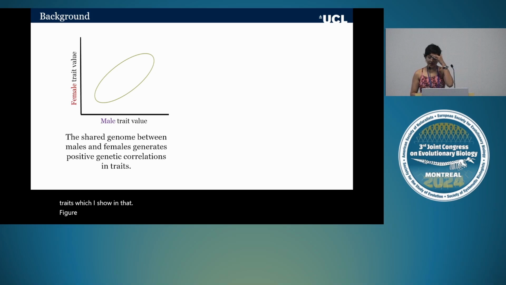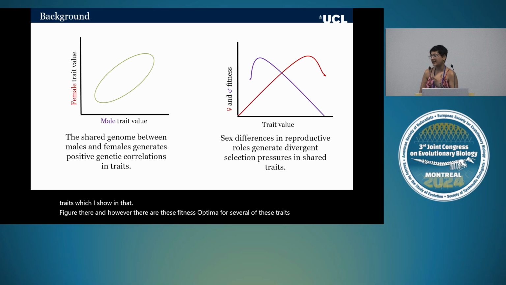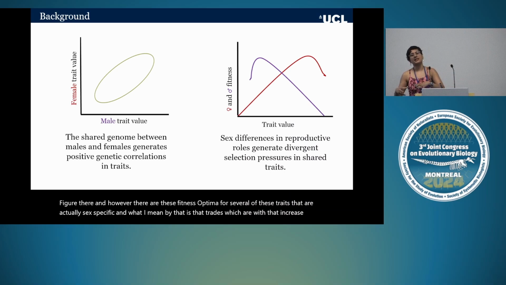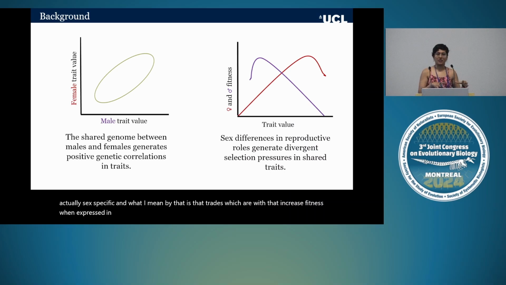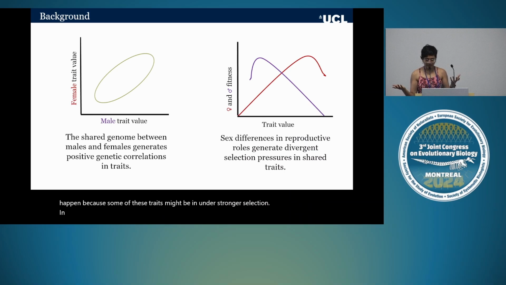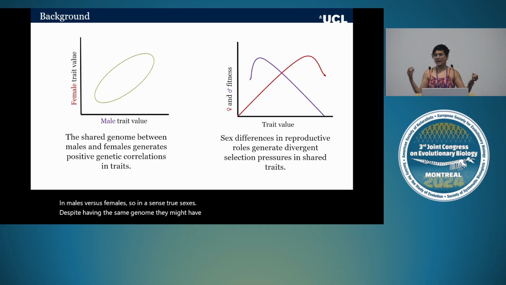However, there are fitness optima for several of these traits that are actually sex-specific. What I mean by that is that traits that increase fitness when expressed in one sex may not do so when expressed in the other. And this can happen because some of these traits might be under stronger selection in males versus females. So in a sense, two sexes, despite having the same genome, might have different optima for different traits.